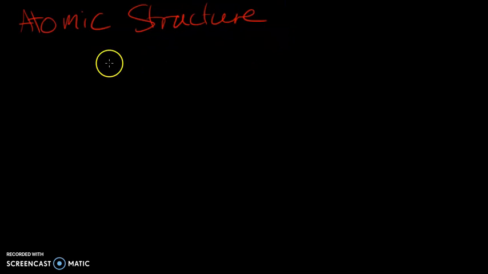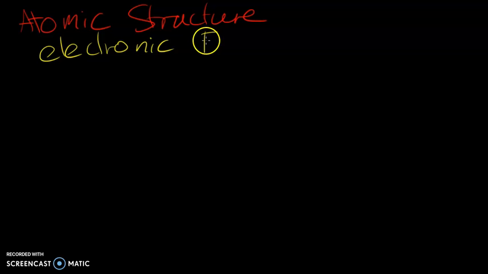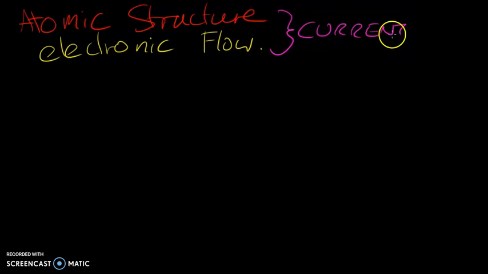So I'm just wanting to talk to you a little bit about atomic structure and how that works alongside electron flow. What that means in terms of circuits. How these two things come together to make current flow in a circuit. So we need to start somewhere, and probably the best place to start is looking at what an atom is.